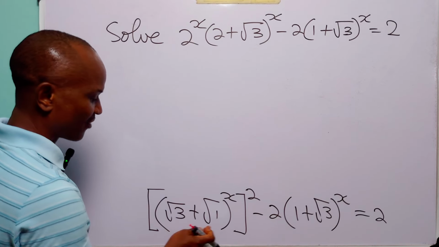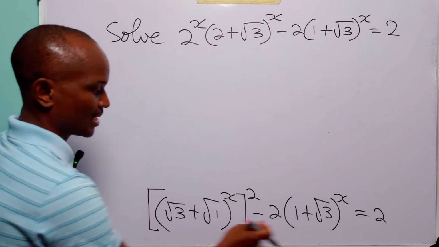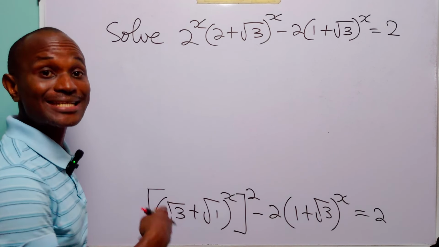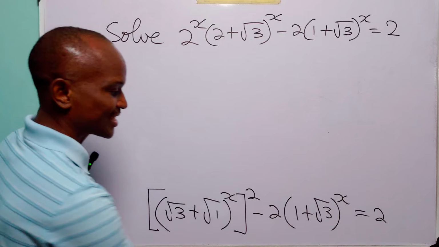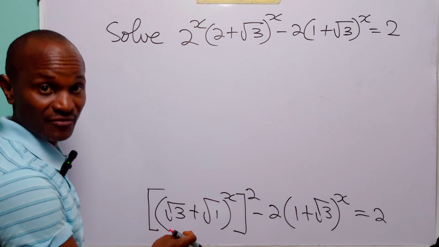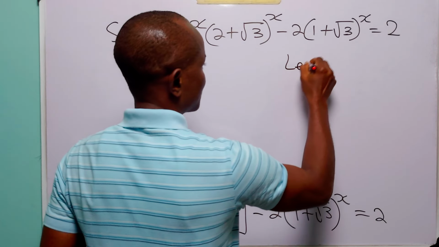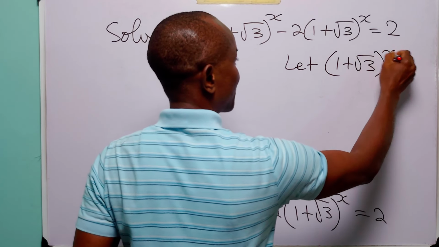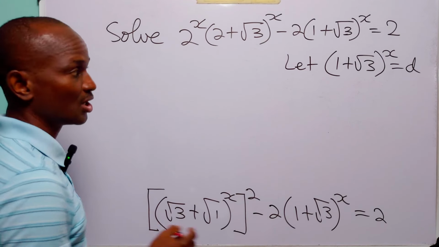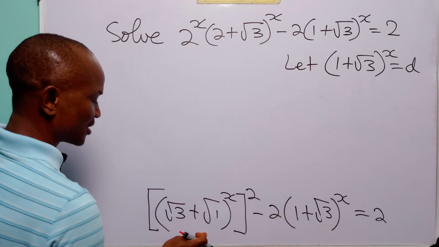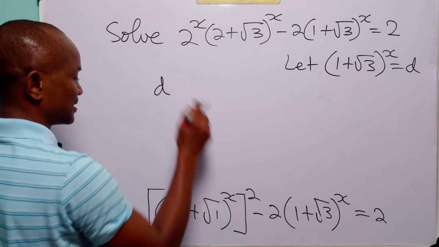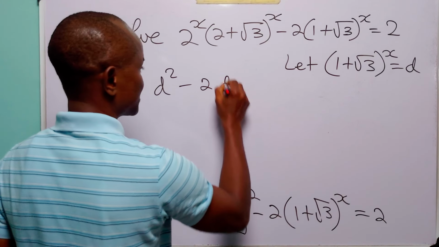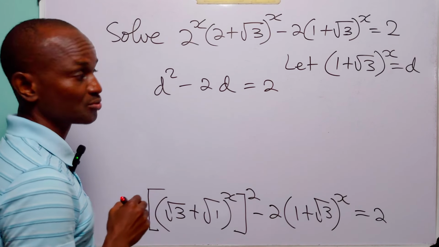Now, notice that here we have root 1 plus root 3. Here we have 1 plus root 3. But of course, you know that the square root of 1 is equal to 1. So we have exactly the same thing here that we have here. So let 1 plus root 3 to the power x be equal to d. With this substitution, this equation is now going to be d squared minus 2 times d is equal to 2.